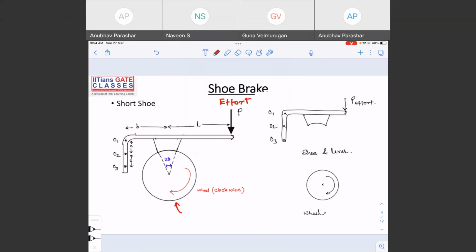So when I apply some force P, what is going to happen, right? Some amount of normal reaction N will develop here, on the lever, and some amount of normal reaction on the wheel also, right? This will be there in both. Equal and opposite.